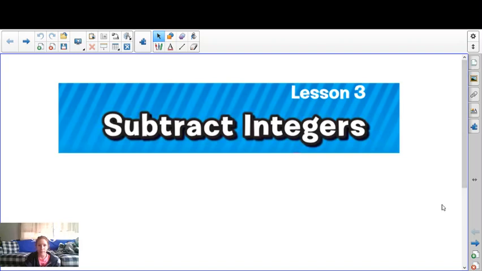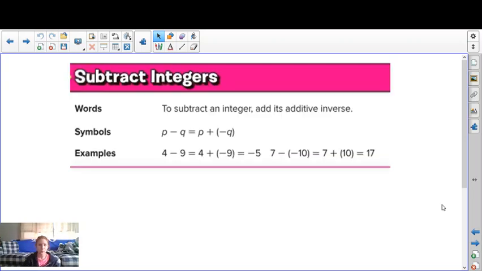All right, lesson 3, subtract integers. So we have worked with integers, looking at positive and negative. We've looked at adding them. Now we're going to look at subtracting them. To subtract integers, you just add its additive inverse. So if you have a number like 4 minus 9, it's the same thing as 4 plus negative 9.